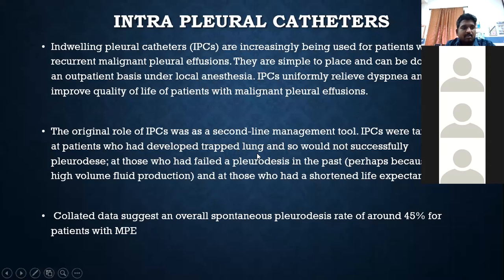In case of trapped lung, where the lung won't expand, there is no point in doing a pleurodesis, because pleurodesis will be an utter failure, as you cannot approximate both the pleural surfaces. For those patients who have failed pleurodesis in the past, you can just give an option of intrapleural catheters. Collateral data suggests that overall spontaneous pleurodesis rate is around 45% of patients with a malignant pleural effusion.